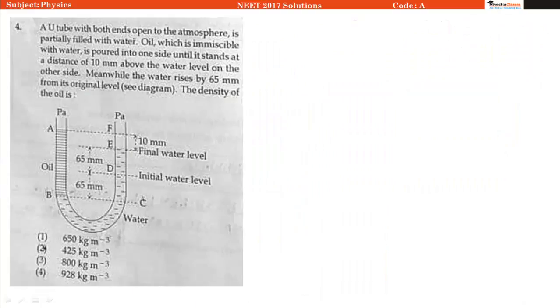A tube with both ends open to the atmosphere is partially filled with water, and then oil, which is immiscible with water, is poured into one side until it stands at a distance of 10 mm above the water level on the other side.